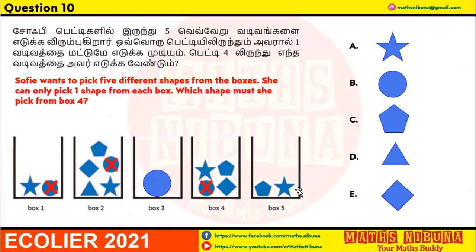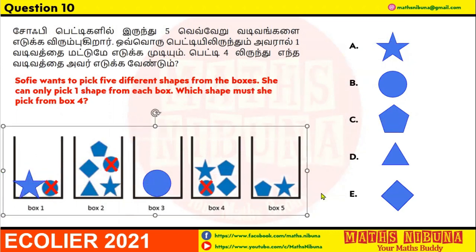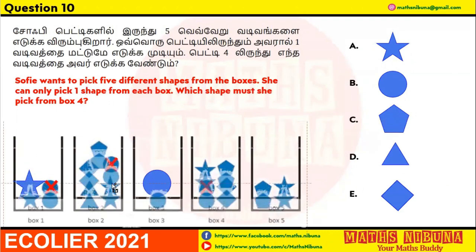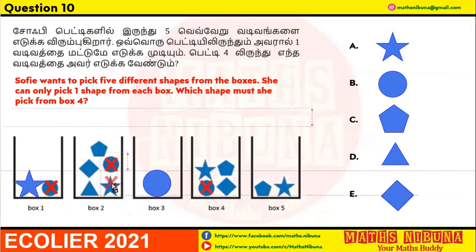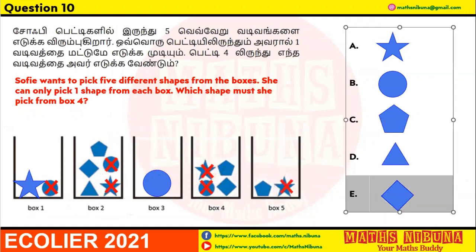Which box has only one shape? Okay, that means box 1. This one got 1, 2, 3, 4 shapes. This one 3 shapes, 2 shapes. So box 1 only got one shape. That means the next we must take from this box out because we have only one shape. That means the box 1 we take out our star. Okay. So once you take out the star, the other stars all you cross it. These stars cannot take anymore.